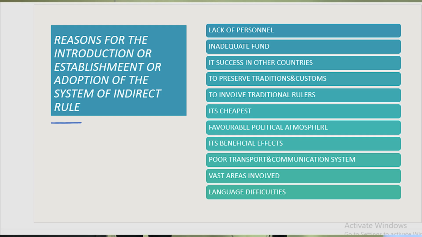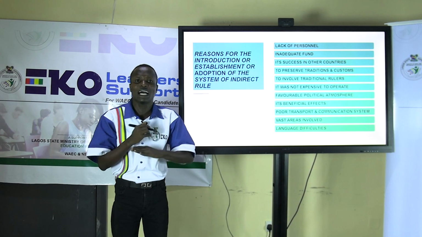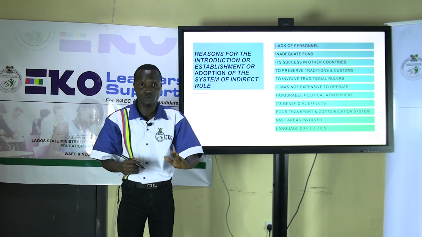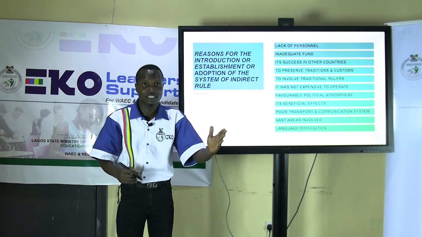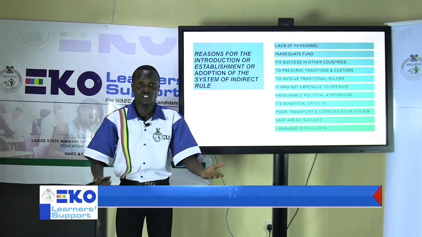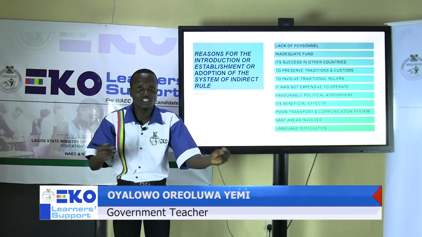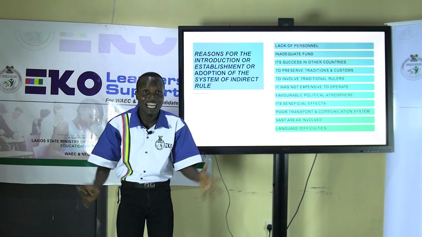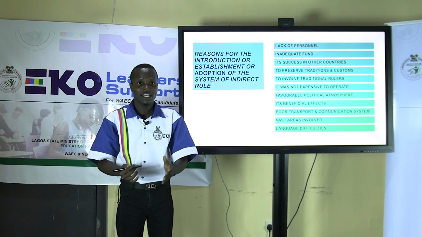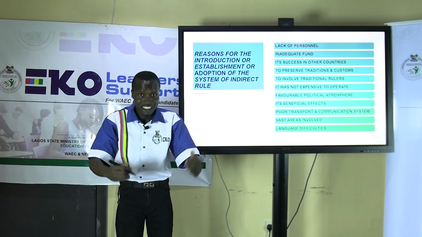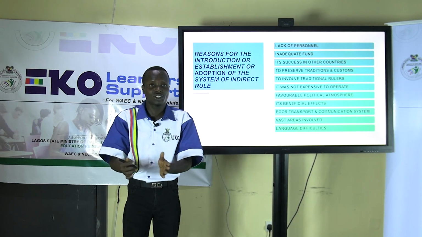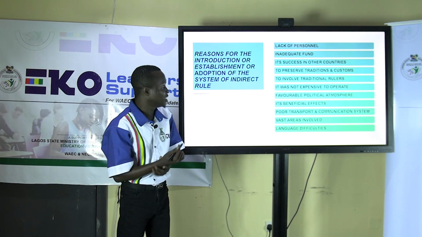That was why they introduced the system of indirect rule: to preserve traditions and customs. They didn't want to tamper with our traditions and customs. That's the reason why they introduced indirect rule, so that you still continue with your tradition and custom. They would just be there to supervise, to guide, to change some things, and to modernize everything in their own way, but they were still willing to preserve our tradition and custom.